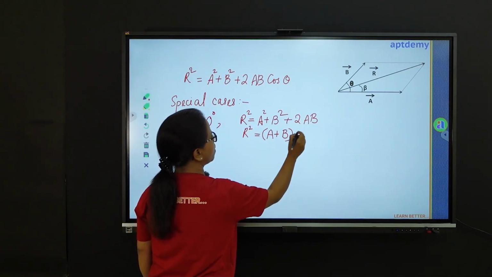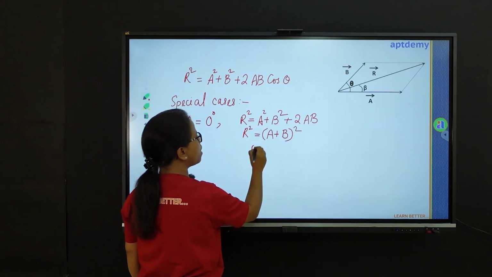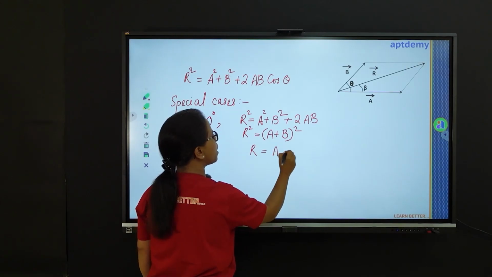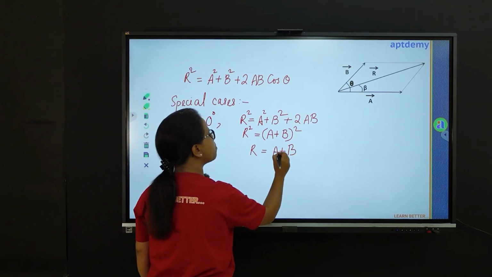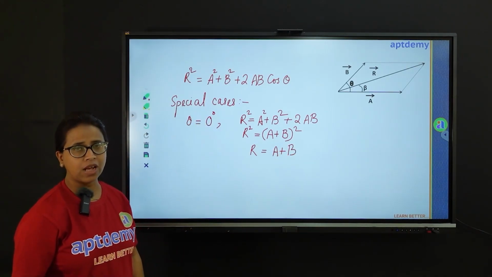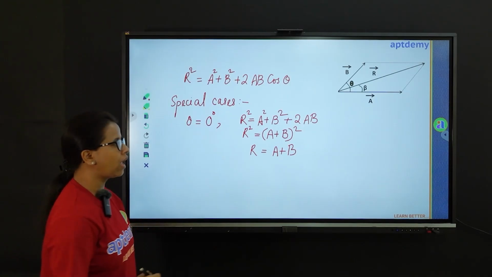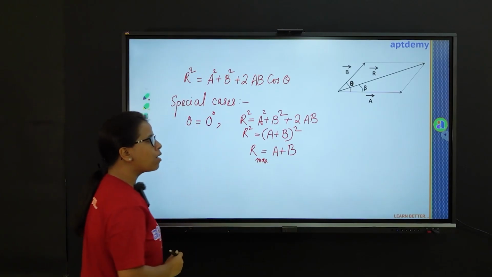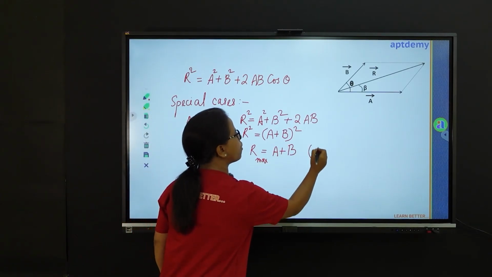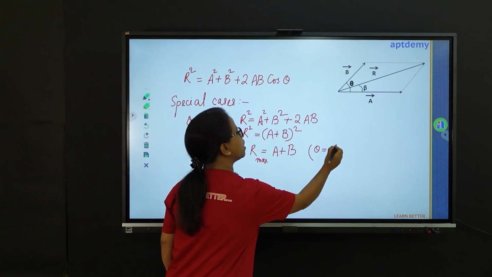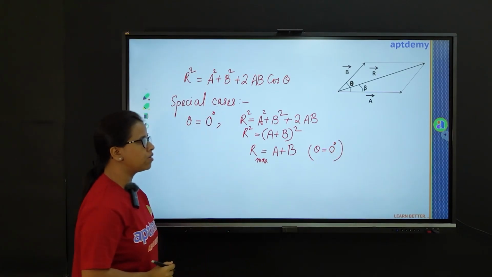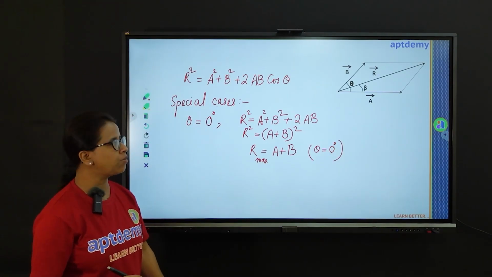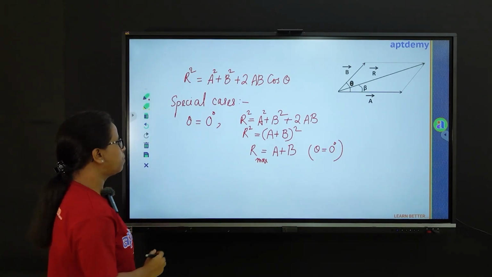R square is equal to (a plus b) whole square, or R equals a plus b. Now this is the maximum value that the resultant of two vectors a and b can have. So this is actually R max. R max is possible only for theta equals 0 degree. Now try to remember this because this will prove to be of great importance in solving numerical problems.